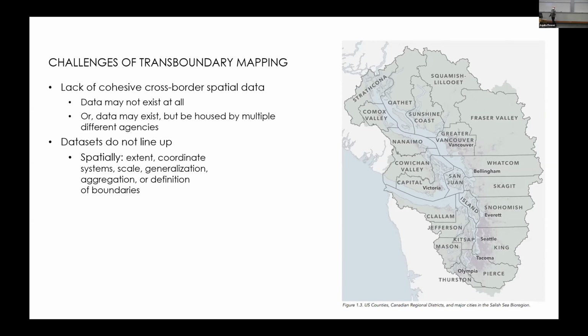Then if you do find the data sets, you may find that they don't line up. And I want to talk about 3 different ways they don't line up. But first, spatially, if they just don't line up in space. And that might be because they were drawn for different extents, so they don't cover your whole area. Or the data were recorded in different coordinate systems, and that can create some offsets. You might find that your data were created at different scales or levels of generalization.